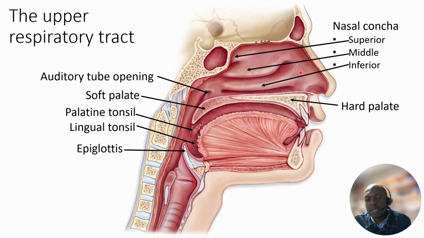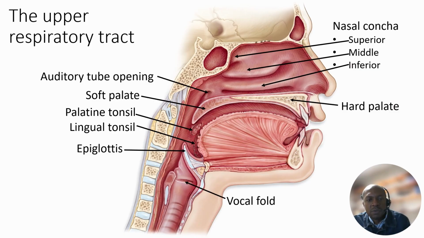Here at top is the concha. So the nasal concha is pretty much a fold within the nasal chamber. That fold does three things. It will moisten air, it will clean air, and it will warm the air such that it's ready to go into the trachea and the lungs.